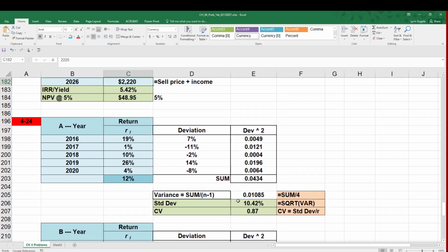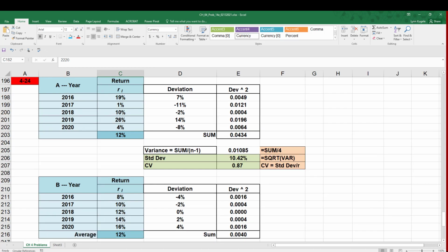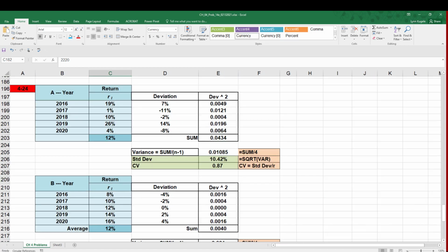Okay? And here is number 24. Let me make it a little smaller so I can get it all on the screen if I can.